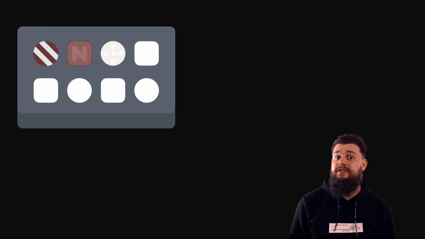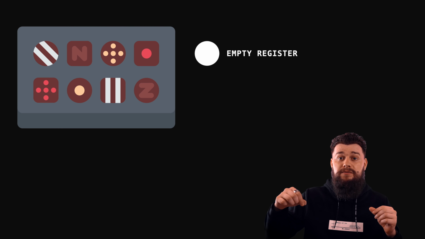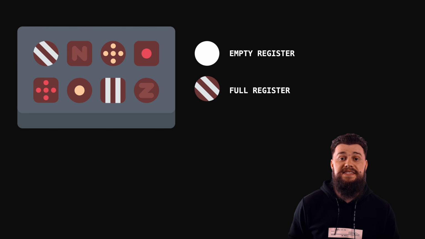Now the best way to compare the CPU and the registers is with a box of chocolates. Imagine you have a box of chocolates and that box, as you all know, has spots. Those spots can be either full or empty. It's pretty much the same with registers.